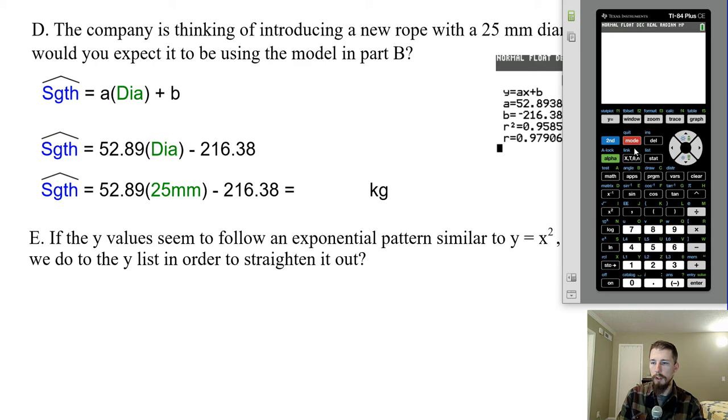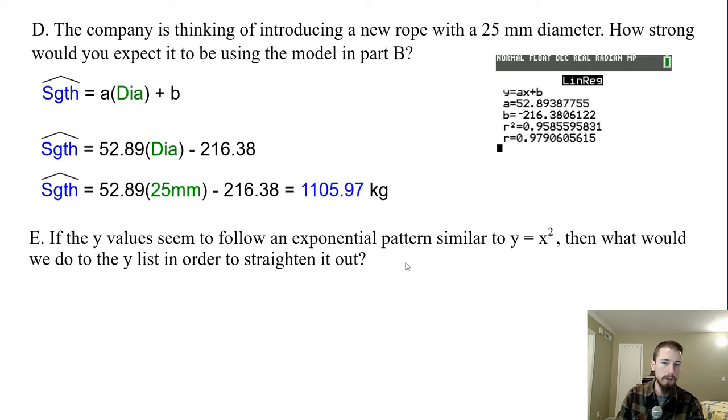If we're doing this in the calculator, since I've already run the linear regression, you can go to Variables, Y Variables, Function, Y1. Then I'm going to evaluate this at 25, and that will give me the predicted strength. So we would have a predicted breaking strength of 1106 if we round to kilos. So 1106 kilograms.